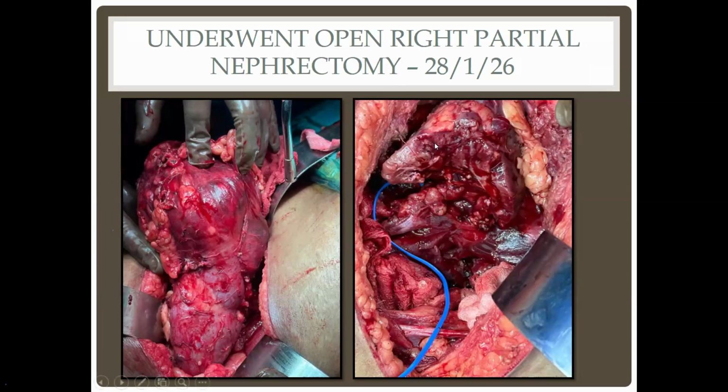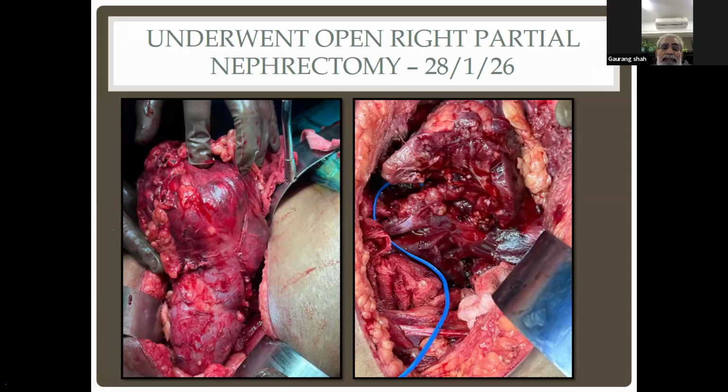That's beautiful. Nicely done. The important thing is that you have given a message that in such a big mass, where everyone will think as a student that only nephrectomy is the answer, you have shown that partial can be done.